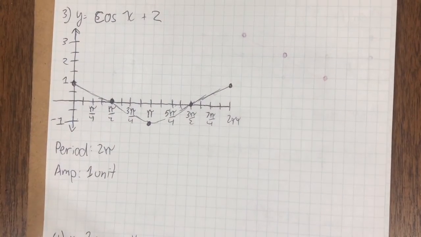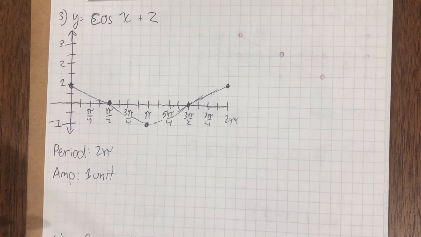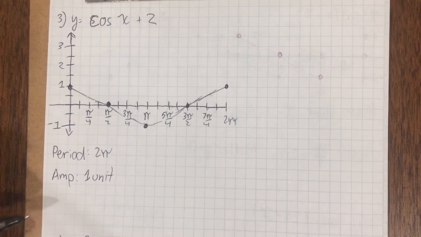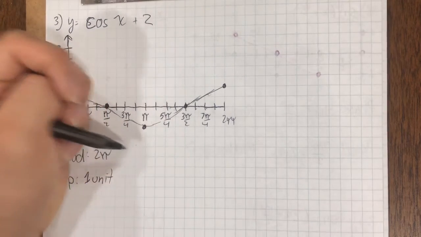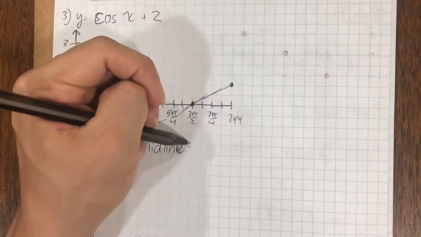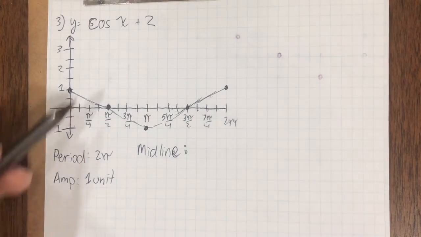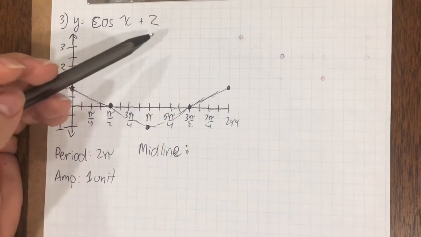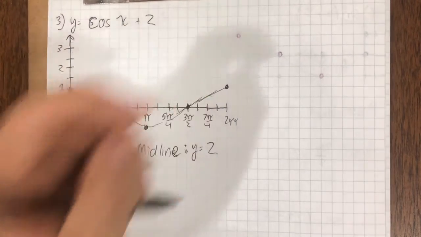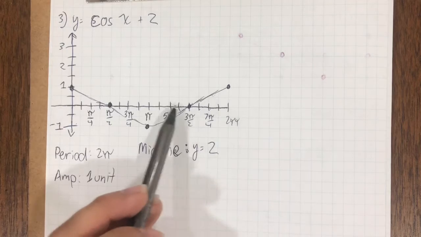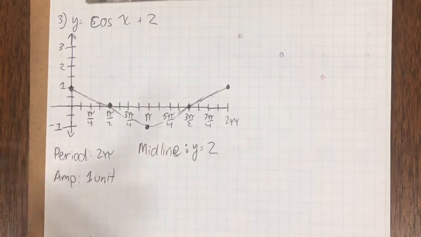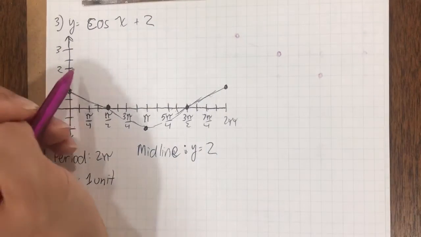All right, and then we have all of the lines, the midline, the max line, and the min line. So let's go ahead and figure that out. So first I'm going to figure out my midline. All right. So for the midline, it's usually the number that's in the same spot as d, which is positive 2. So my midline is going to be y equals to 2. So all of the original points that were on the x-axis are now going to be on y equals to 2. So my midline is going to be at y equals to 2.